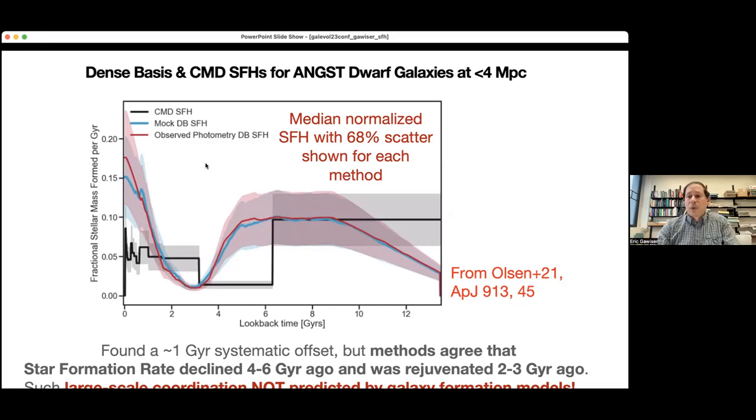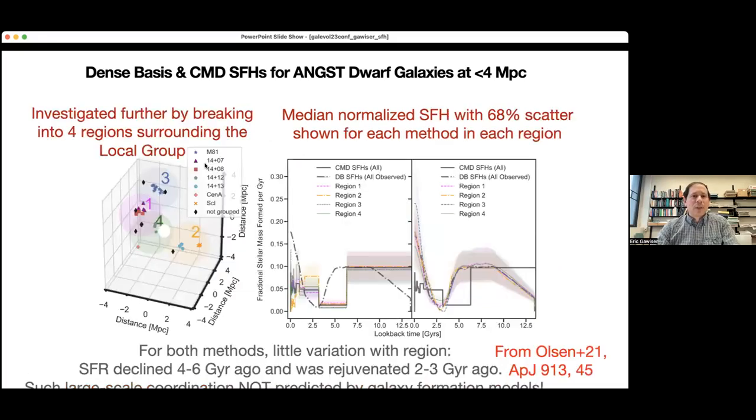Now, we were initially skeptical about this. So one of the great things that Charlotte did was additional tests, including breaking the sample into different sectors of specific star formation rate and finding that the median star formation history still looked quite similar, except for the most recent time bins. And then investigating further by breaking the local volume into 4 regions surrounding the local group, shown here.